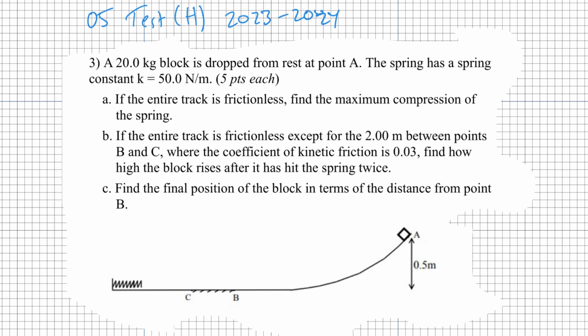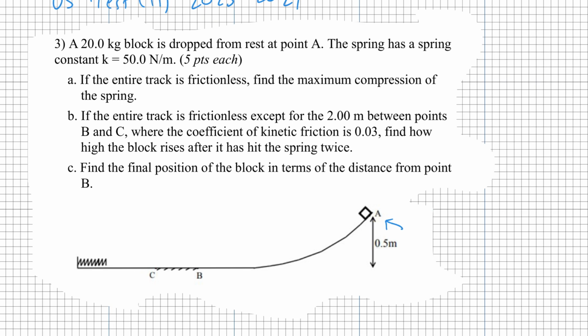We've got this block. It's starting up here at point A. And let's see, what do we know? We know the mass is 20 kilograms. That's 3 sig figs. The spring has a spring constant. Okay, so the spring is over here. 50.0 newtons per meter. The entire track is frictionless. Find the maximum compression of the spring.